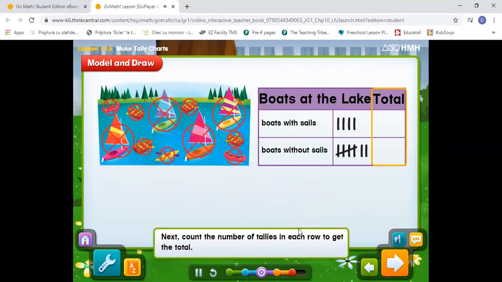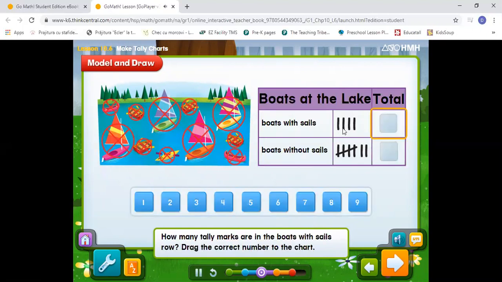Next, count the number of tallies in each row to get the total. So we have here 1, 2, 3, 4.